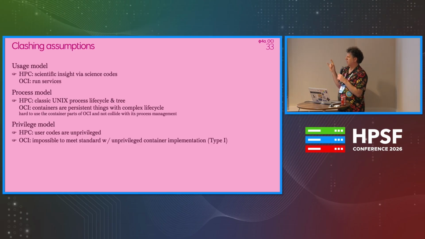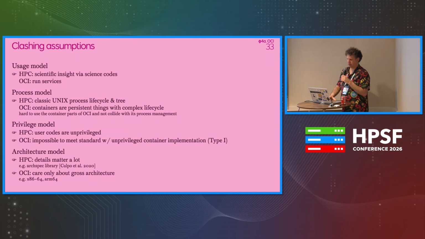Specifically, it is not possible, as far as I can tell, to actually be OCI compliant if you have an unprivileged runtime. That is because OCI containers can ask for things that you can't do as a type 3 container. Then I talked about the architecture model a bit too. ArchSpec is a really neat library that I wish I knew more about, but there's a cool paper about it.